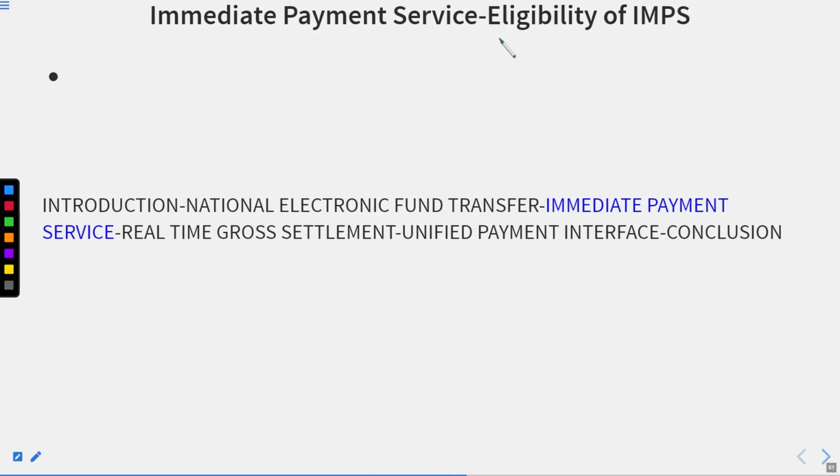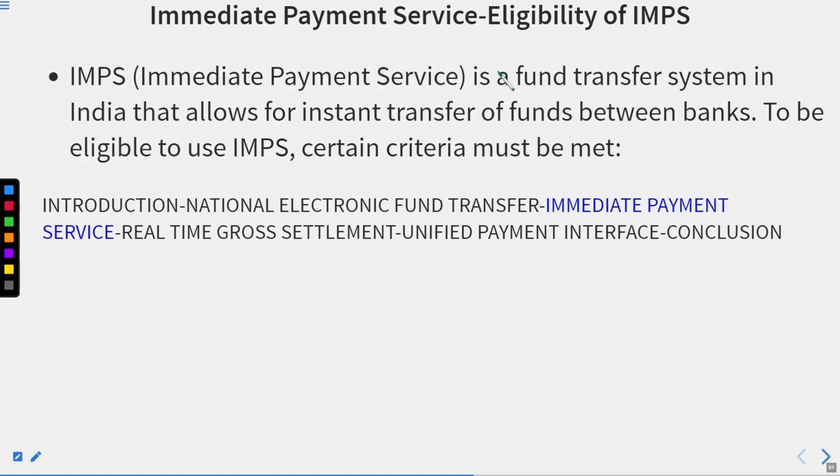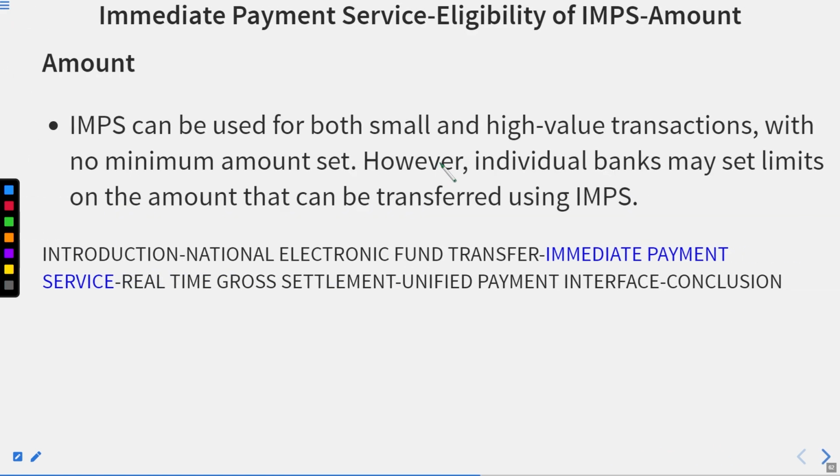Now we have the eligibility of IMPS. What does it mean? IMPS, or the Immediate Payment Service, is a fund transfer system in India that allows for the instant transfer of funds between banks. To be eligible to use IMPS, certain criteria must be met. And what is the criteria? Let's see. First is the amount. IMPS can be used for both small and high value transactions with no minimum amount set. However, individual banks may set limits on the amount that can be transferred using IMPS.